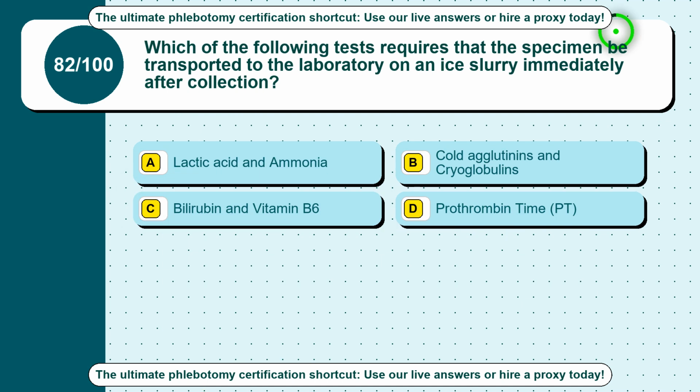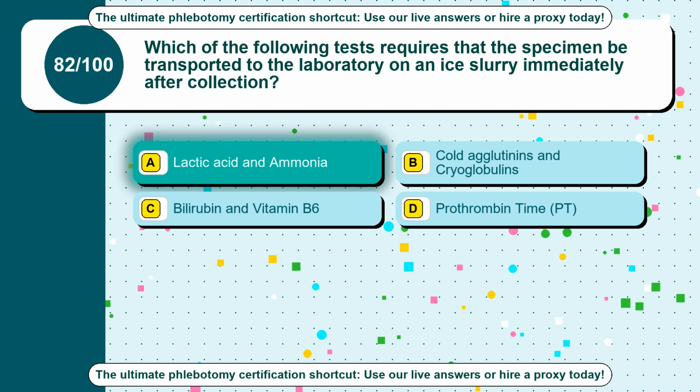Question 82. Which of the following tests requires that the specimen be transported to the laboratory on an ice slurry immediately after collection? Option A, lactic acid and ammonia. Option B, cold agglutinins and cryoglobulins. Option C, bilirubin and vitamin B6. Option D, prothrombin time, patient. The correct answer is option A, lactic acid and ammonia.